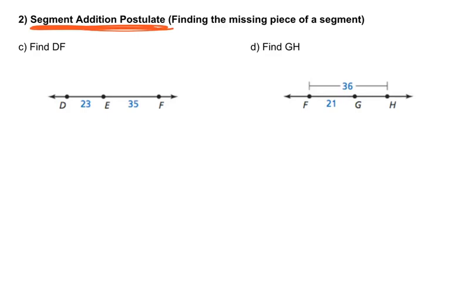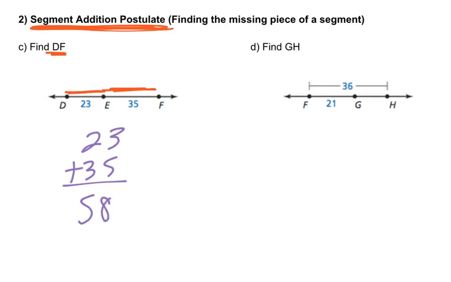So segment addition postulate. From D to E right here is 23, and E to F is 35. So for finding from D to F, you would simply just add them together. We get 58. And if you are labeling, even though there is no label, inches or anything, we'll just say units. 58 units will be your answer for this one.